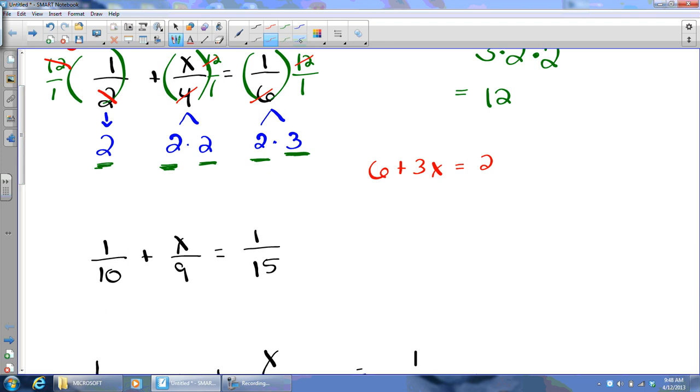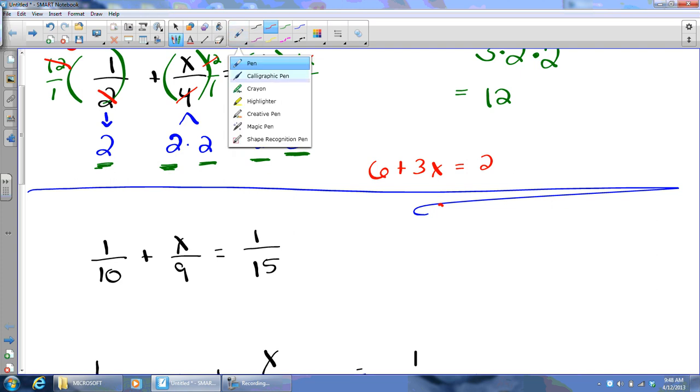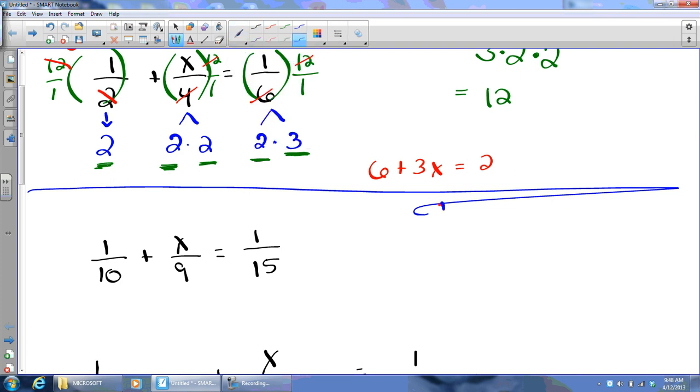Okay, let's look at this example here. So first thing I'm going to do is list my LCD. Okay, so I need to do the prime factorization of 10. Well, that's going to be 2 times 5. Factorization of 9 is 3 times 3, and the factorization of 15 is 3 times 5.